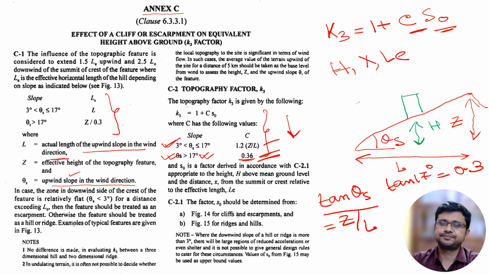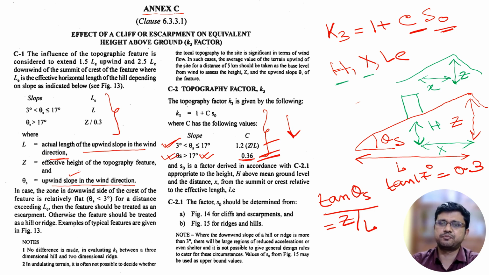And X will be the distance of the building from the center line of the topographic feature, or we can say from the ridge line. If this is our hill and this is the maximum height of the topographic feature, then we will consider the value of X from this maximum height. And H is the height of the building. So H and X we know.